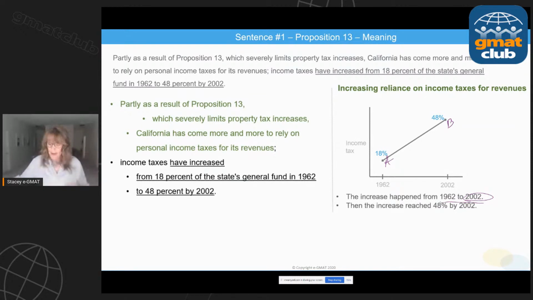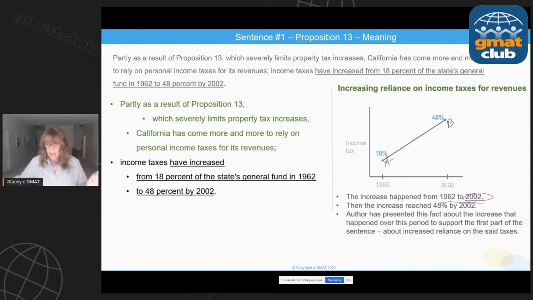Okay, so then the increase reached by 2002. So I have facts about the increase that happened over this period to support the first part of this sentence about the increased reliance on these said taxes. So these are all my main ideas, or what we call at eGMAT our key aspects, okay? And when I say key aspects, these are just like the main ideas or the key points of the sentence. And this is a skill you're going to do in SC. I'm sure Harsha gets you into a free session on YouTube. He'll talk to you about pulling main ideas. And RC, this is a skill you should just practice good general active reading, pulling your main ideas out and making sure you really synthesize what the author is communicating to you.